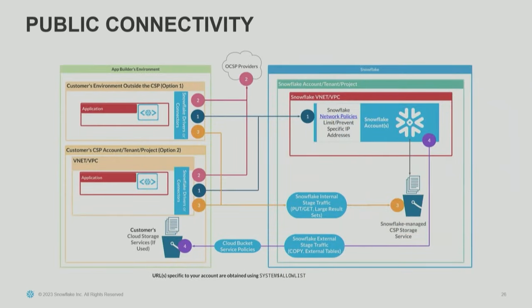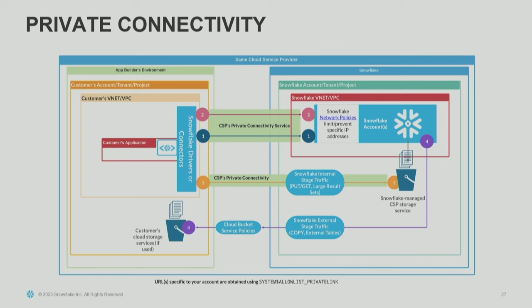So let's look at the connectivity aspect of it. If your app is hosted in a different CSP provider than your Snowflake account, then the connection between your app and the Snowflake account goes over the public internet. And if you look at what I mean by connectivity over public internet, there are four kinds of communication channels. One is the connectivity to the Snowflake account, the public URL itself. The second is to the OCSP provider host. The third is to the Snowflake-managed storage, S3 buckets or Azure Blob, which is the internal stages. And the fourth one is going out from Snowflake to customer-managed storage, which is the external stages.